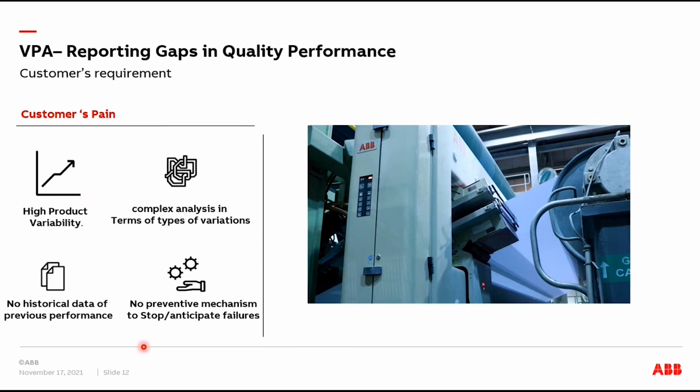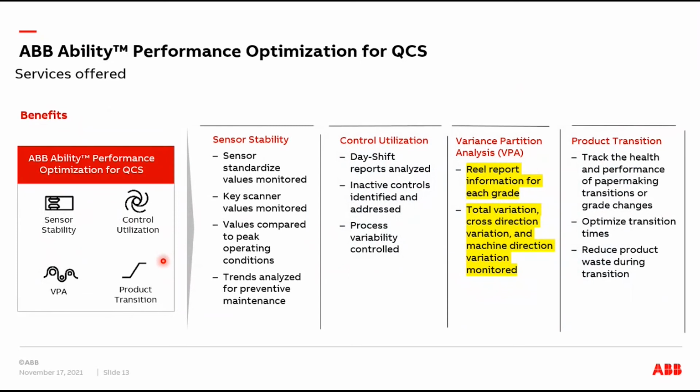So with that, we can have a preventive maintenance mechanism which also anticipates some of the failures. So how this works is, the VPA channel monitors the reel reports which get generated at the end of the reel. These reels are normally built up after 45 minutes or 60 minutes, based on the type of paper or reel we are making. So VPA captures the MDL, MDS, and CD variability.